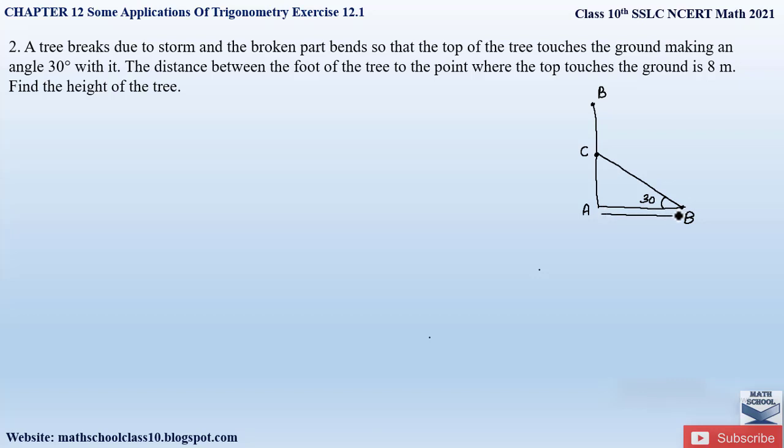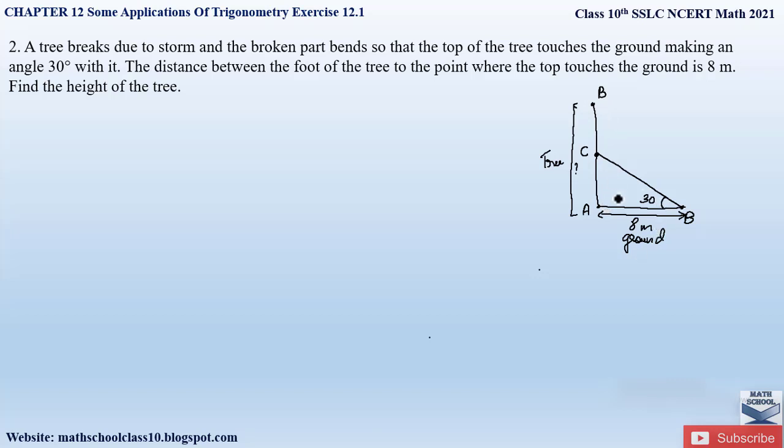So this is the ground level and this is the tree. So the distance between the foot of the tree to the point where the top touches the ground is 8 meters. So they have given us this distance AB. It is 8 meters and we have to find out the height of the tree. So from point A to point B is the full height of the tree, which we have to find out.